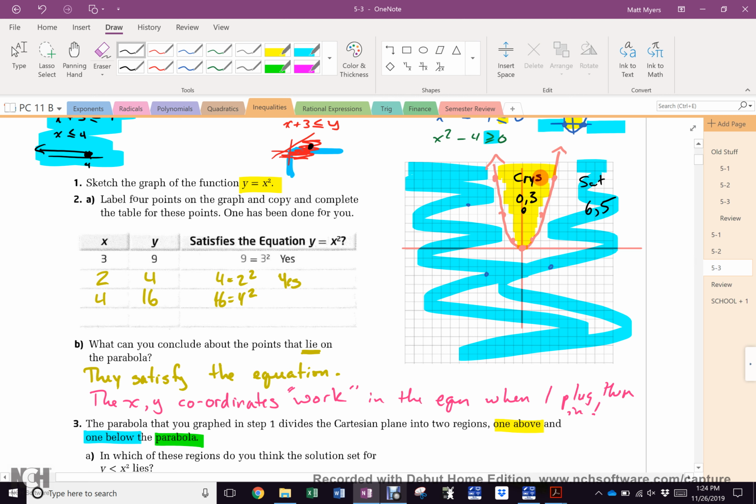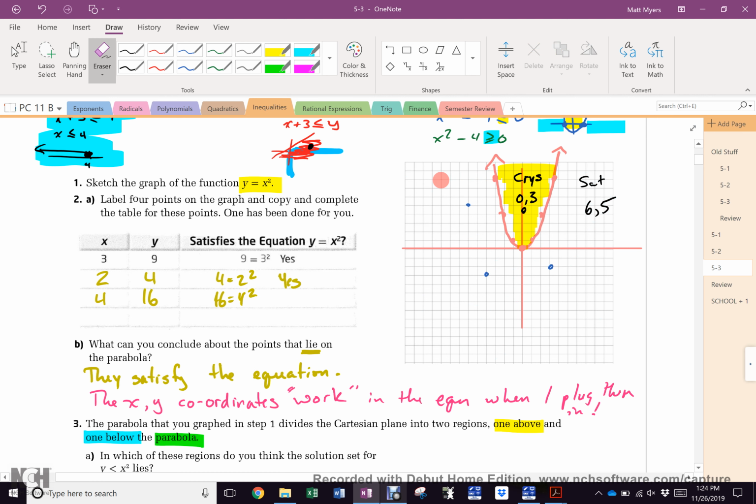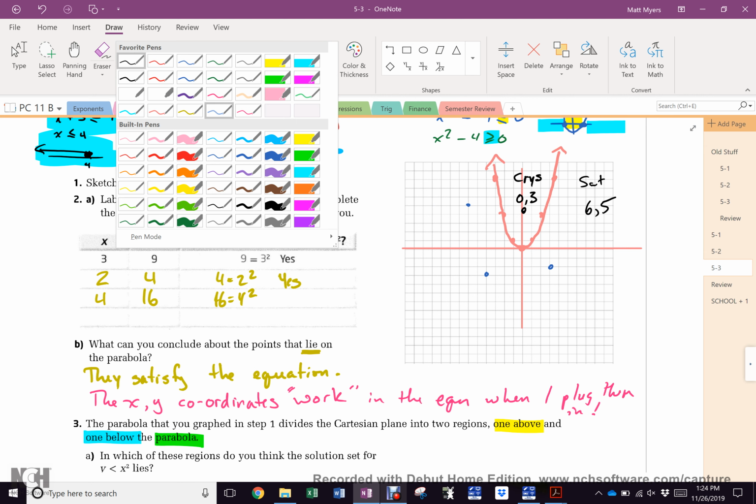Everybody understand? Above and below, it's just up and down, right? Just like it was in one variable. When did the parabola go above? When it was up. So let me ask you this. I'm going to erase this blue and yellow. I'm going to put an orange parabola on here.